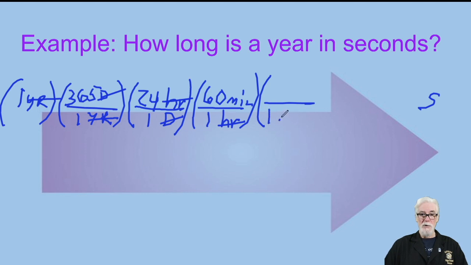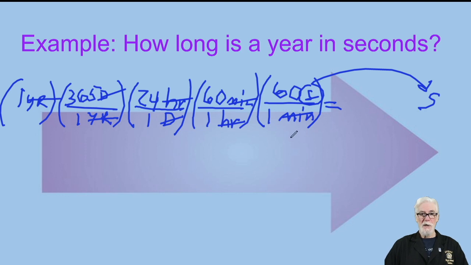And that is the fact that I know that 1 minute is the same as 60 seconds. So minutes now drop out because they're on top and bottom. And all of my units are now canceled off except for seconds. And that was my target unit.